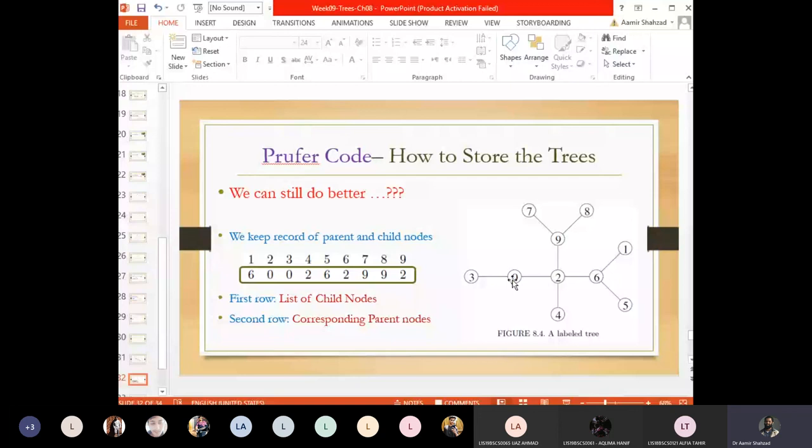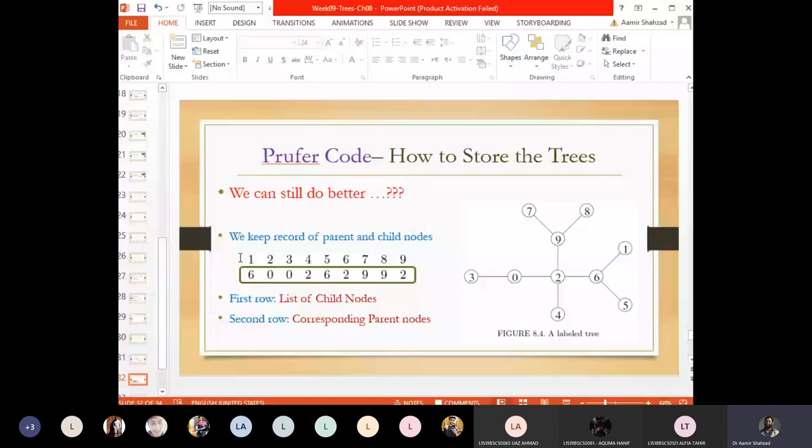The parent node of four is two, so we place two over here. The parent node of six is two, so we place two under six. The parent node of seven is nine, so we store nine. The parent node of eight is also nine, we store nine. And the parent node of nine is two, we store two over here. So again, we have two rows.